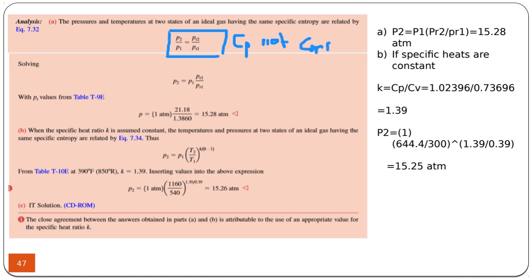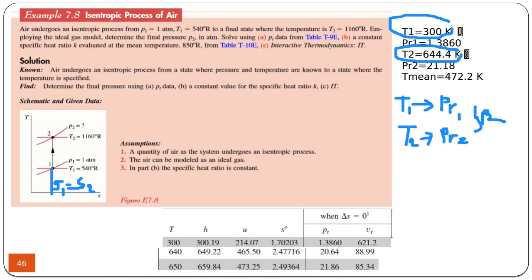So in this case, the exit pressure is found to be 15.2528 atmosphere. So it's compressed from 1 atmosphere to 15.28 atmosphere. Now, as the second part of this problem, we are going to use constant specific heats, and we can take the specific heat for this average temperature between 300 and 644.